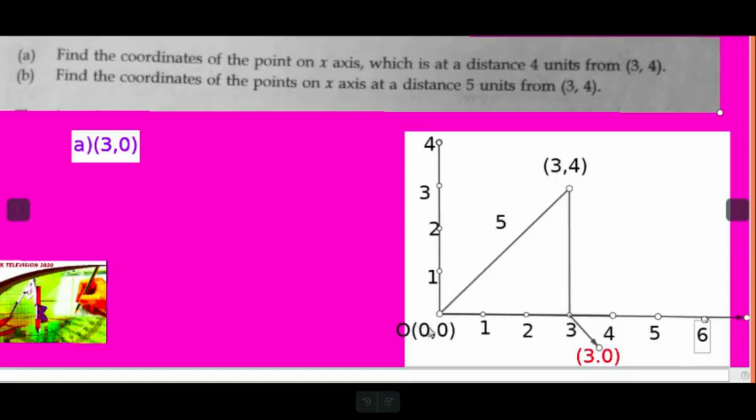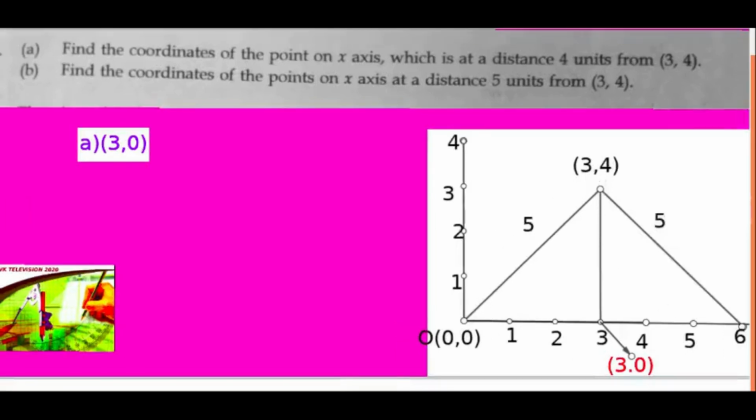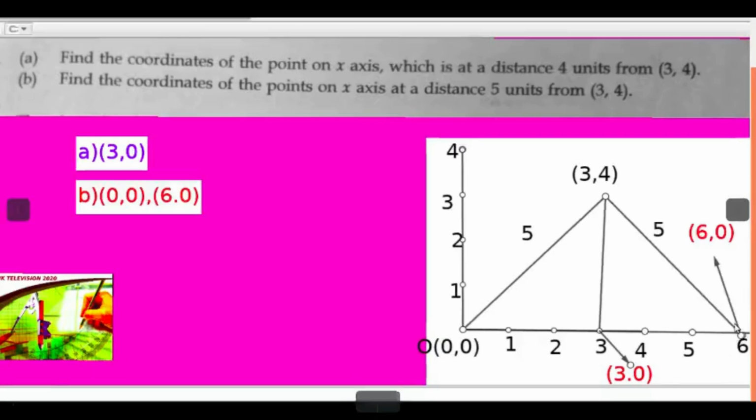That is this point (0, 0). We draw a line from (3, 4) to (6, 0). So this distance is 3, and this distance is 4. So this one is root of 3 square plus 4 square, that is root 25, equal to 5. So the coordinate of this point is (6, 0). The second point is (6, 0). So the answer of B is (0, 0) and (6, 0).